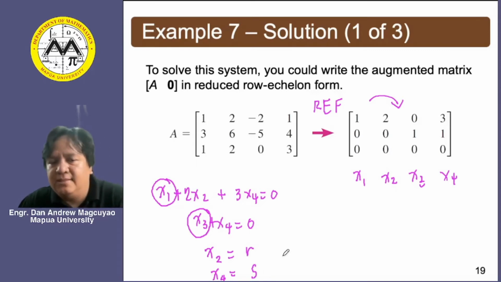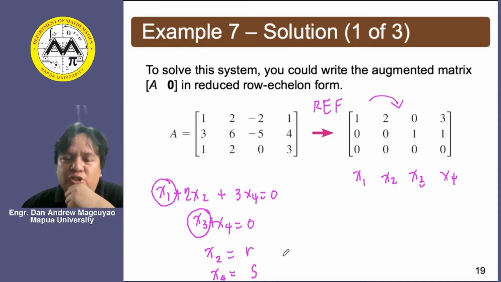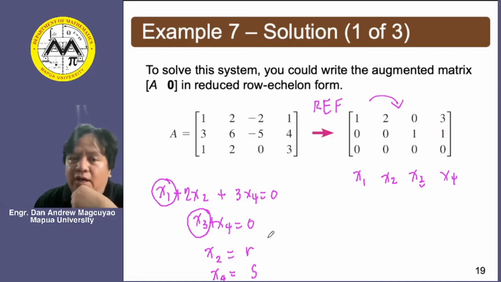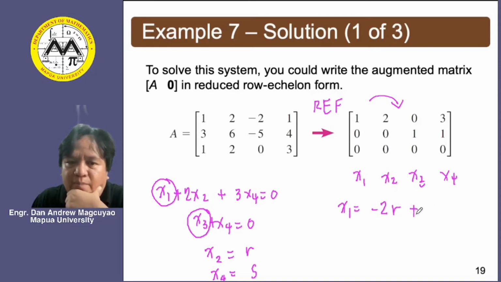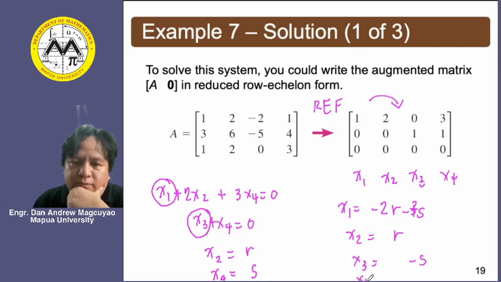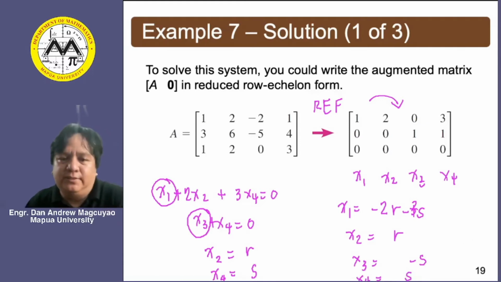So in that case, there would be two possible solutions, two possible row echelon form solutions. So what would that be? x1 is equal to negative 2r minus 3s. For x2, it would be r. For x3, it would be negative x4, which is s. And x4 is equal to s.